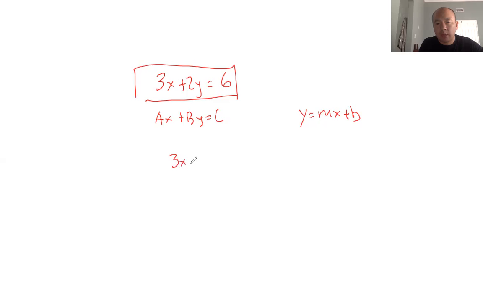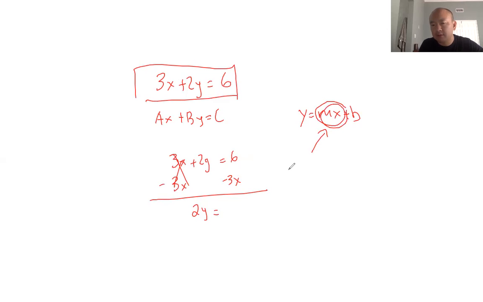We want to get the y by itself. So we subtract the 3x here. That cancels out and becomes 2y is equal to 6 minus 3x, but because the slope-intercept form has the x term first, I'm going to put the negative 3x in front, plus 6. Okay? Then what do we do next? We divide by 2 on both sides. And so y is equal to negative 3 over 2 x plus 3.